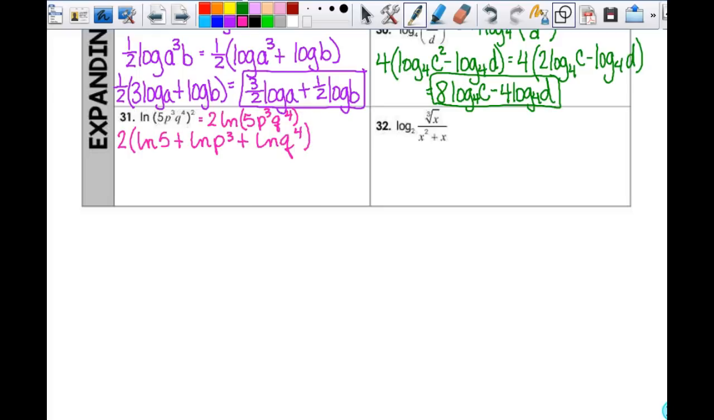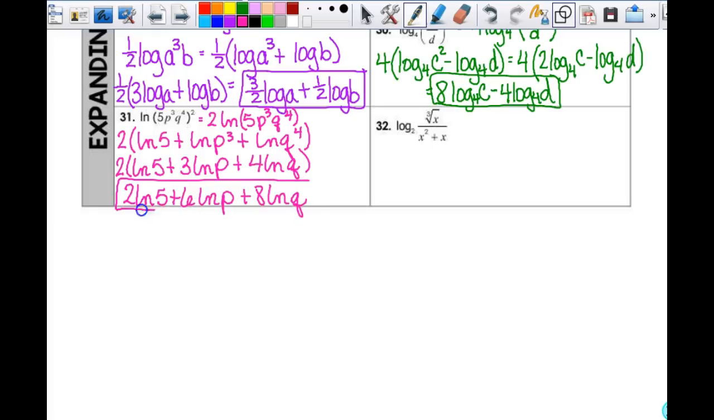And then my exponents come out to the front. I get 2 times the natural log of 5 plus 3 times the natural log of p plus 4 times the natural log of q. Then I distribute my 2. So I get 2 times the natural log of 5 plus 6 times the natural log of p plus 8 times the natural log of q.